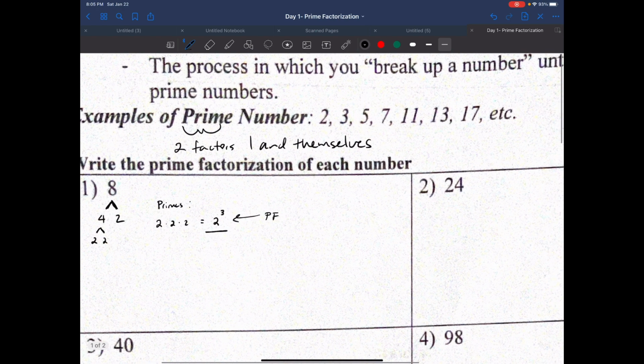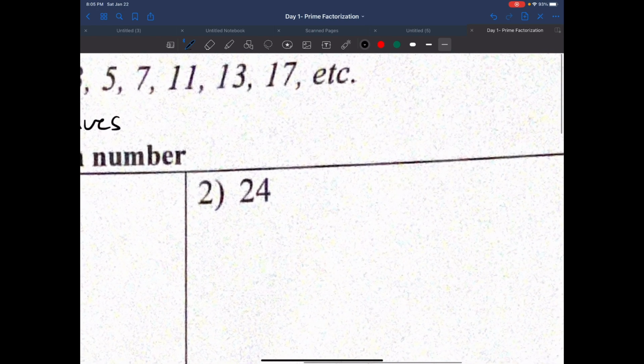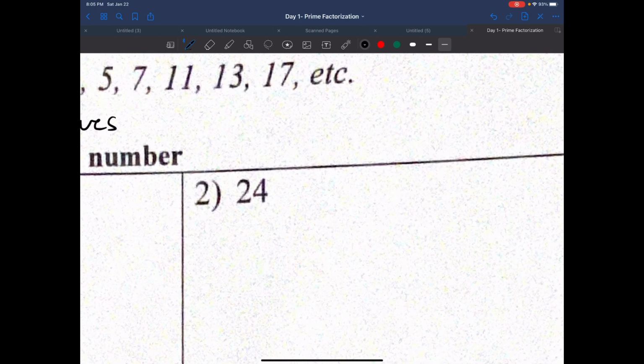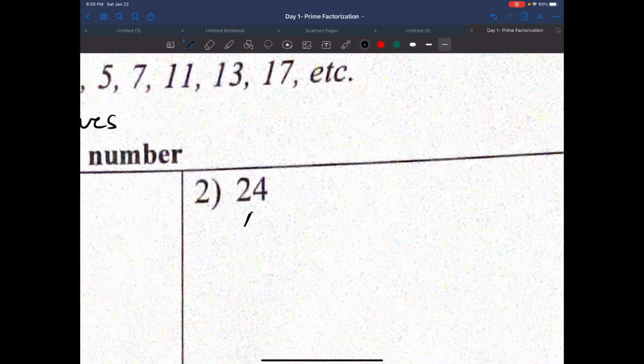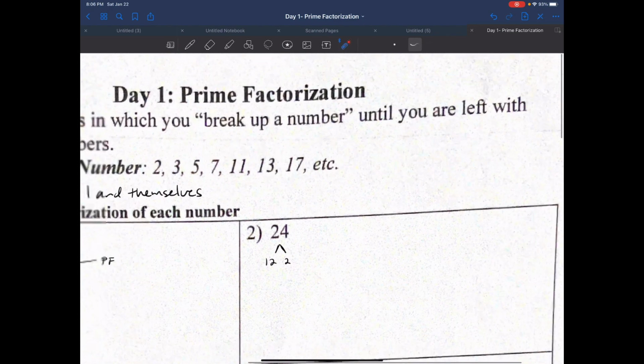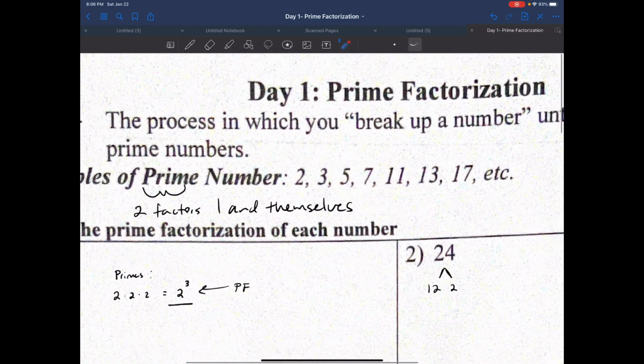Let's take a look at number 2. Number 2, I'm dealing with the number 24. 24 is not a prime number, so I need two numbers that multiply together to give me 24. So I'm thinking 12 and 2, because 12 times 2 is 24. And then, okay, well, I can't break this up because this is already a prime number.